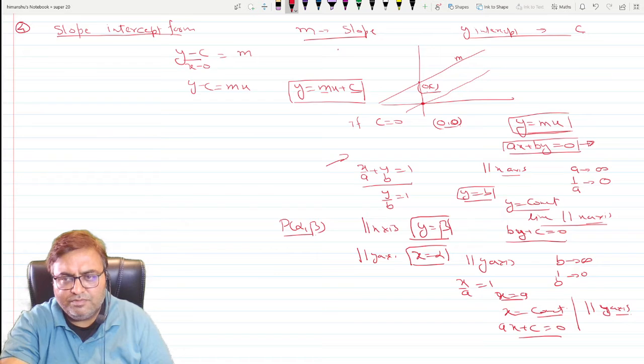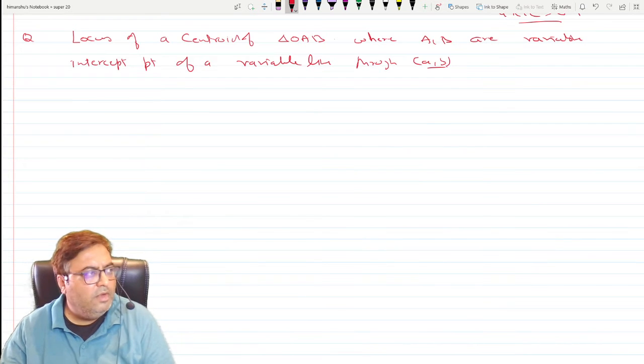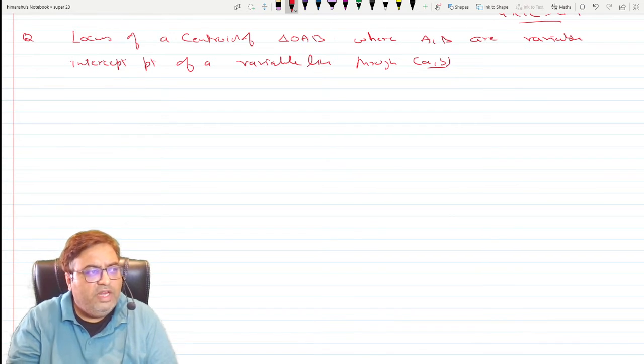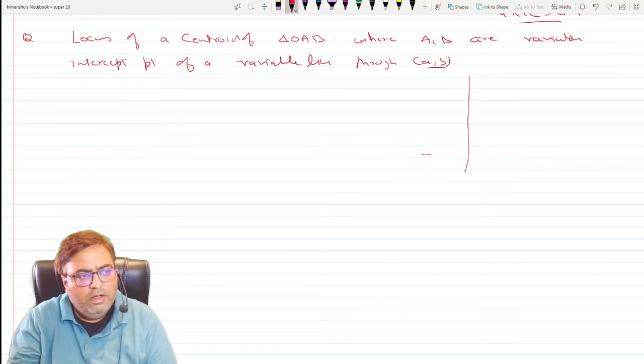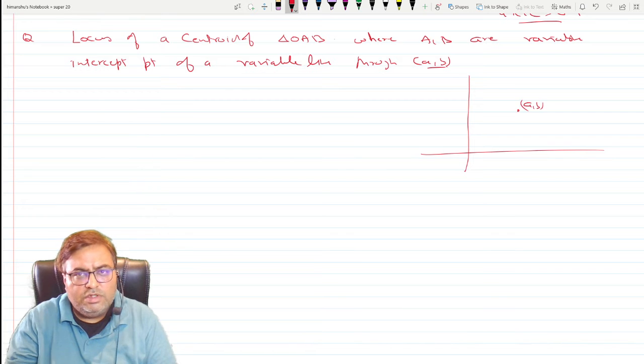Now, what is in this question? You have to find the locus of the centroid of a triangle OAB, where A and B are the variable intercept points of a variable line through (a, b). So this is a fixed point (a, b).